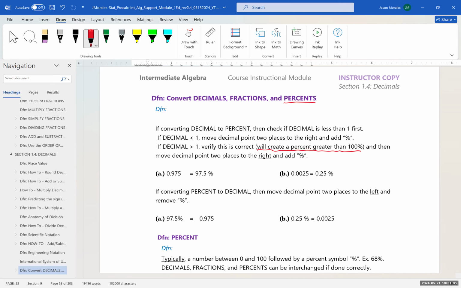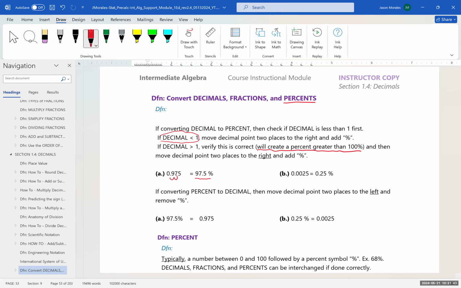So for example, here we've got a decimal, 0.975. We note that this decimal is less than 1, so this is probably okay. If we want to convert this into a percent, just move the decimal point over 2 spots to between the 7 and the 5 and put the percentage symbol on at the end. So 0.975 is equivalent to 97.5%.